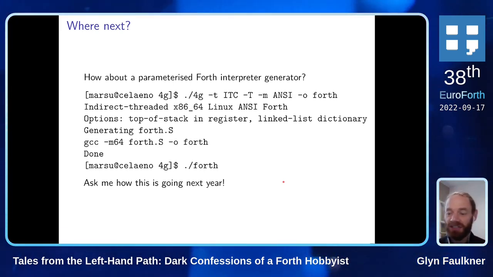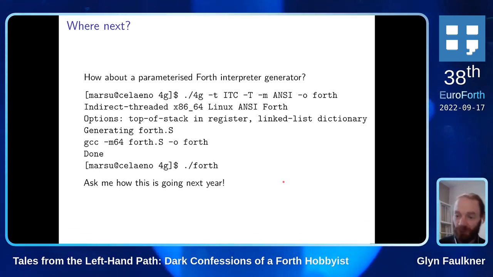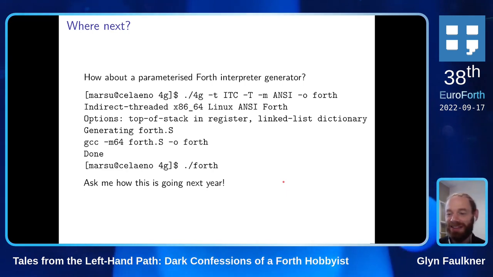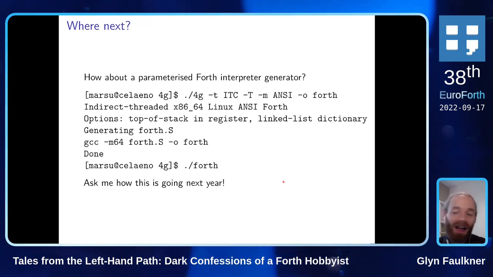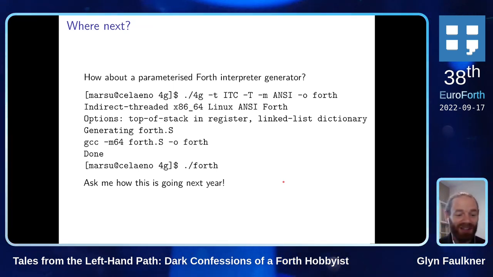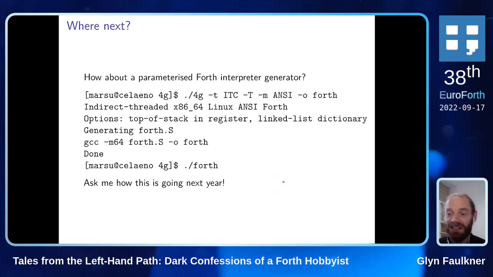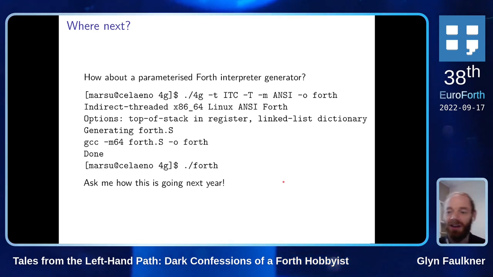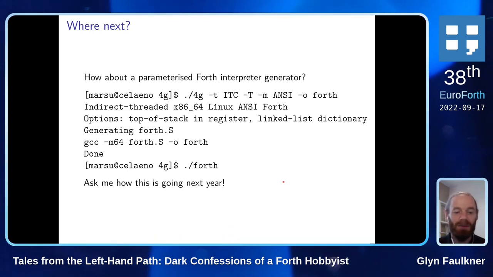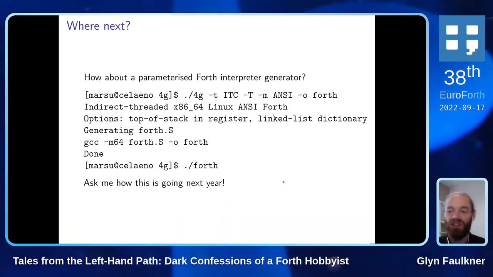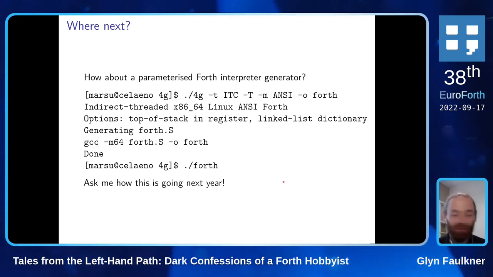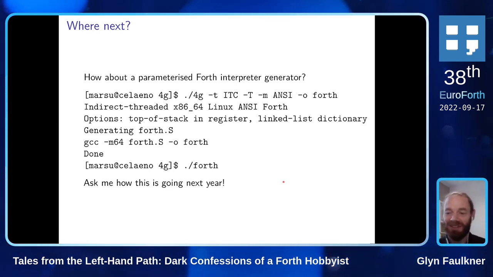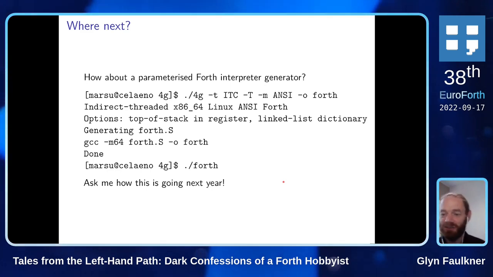How about a piece of software that generates Forth interpreters by accepting command line arguments? This is a work in progress. The current state of play is I've got a fairly basic indirect threaded ANSI Forth bootstrapped, and I'm currently in the process of factoring out all of the stuff that's dependent on the dictionary implementation, the threading model. So watch this space and ask me again next year how it's going, because that's my current project.